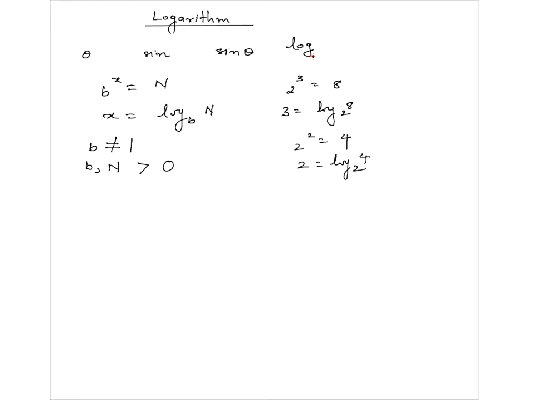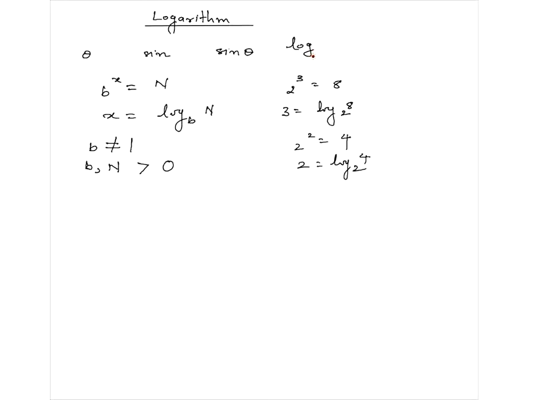An operator performs operation on something and provides some output. Like sine can also be thought of as an operator. When sine operates upon pi by 3, then you get certain output. How do we define log?